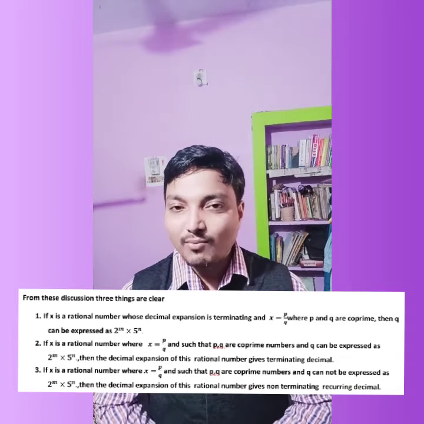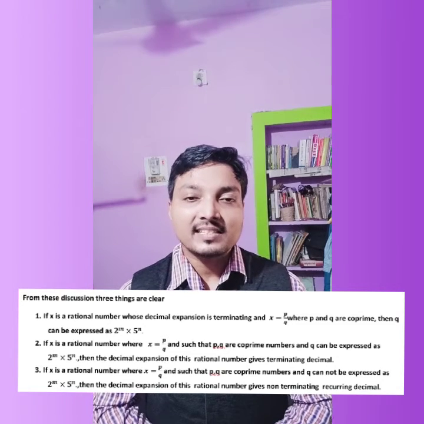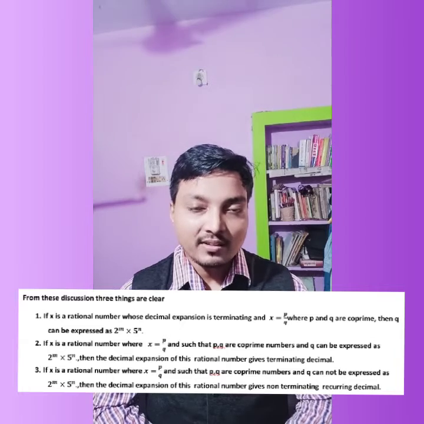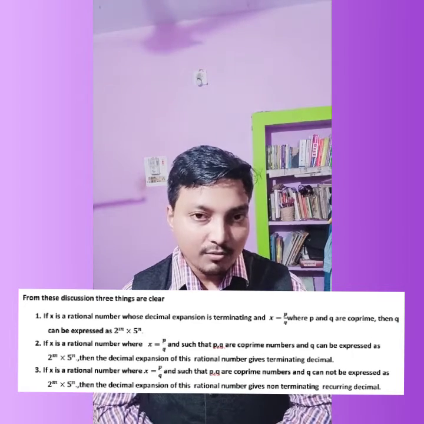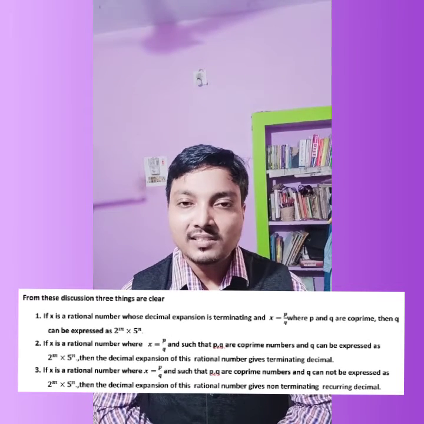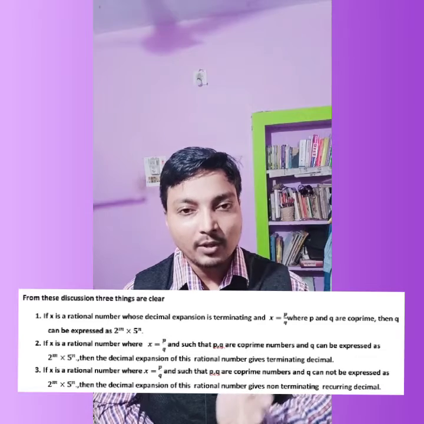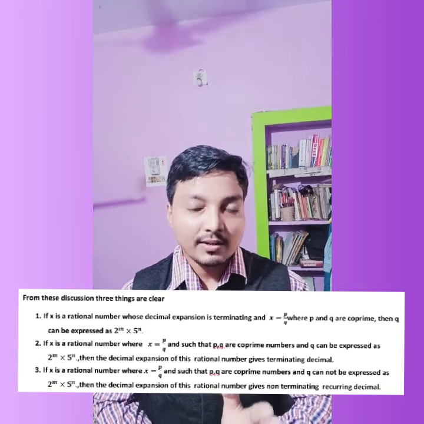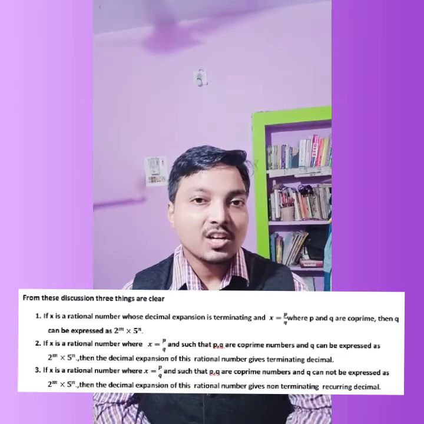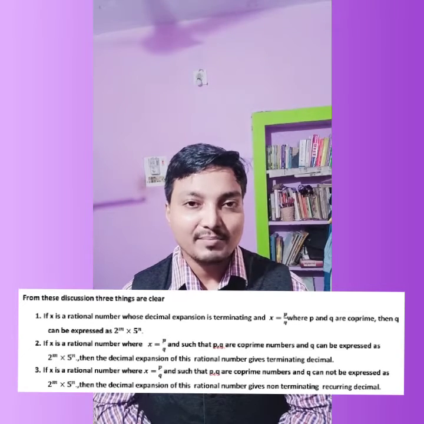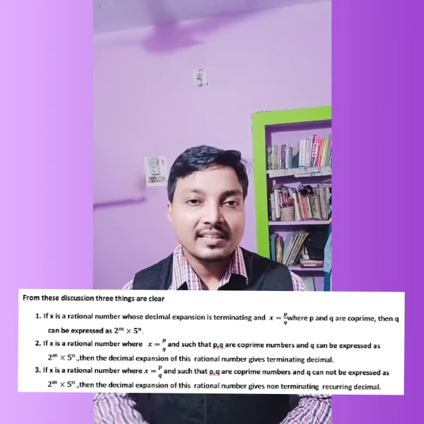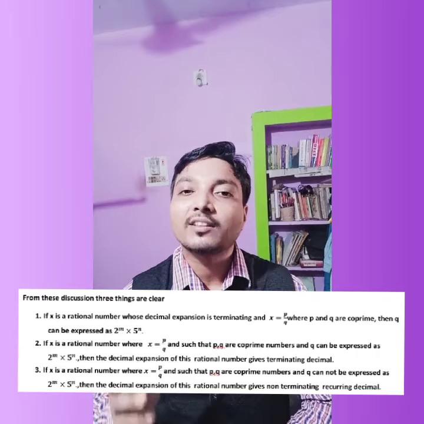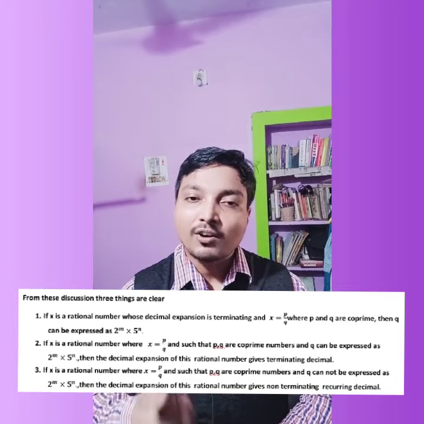The third one you just have to remember: if x is a rational number in the form p by q, and q cannot be expressed in the form of 2 to the power m into 5 to the power n, then the rational number x gives us a non-terminating and recurring decimal. Actually, a rational number's decimal expansion will be either terminating or non-terminating, recurring.